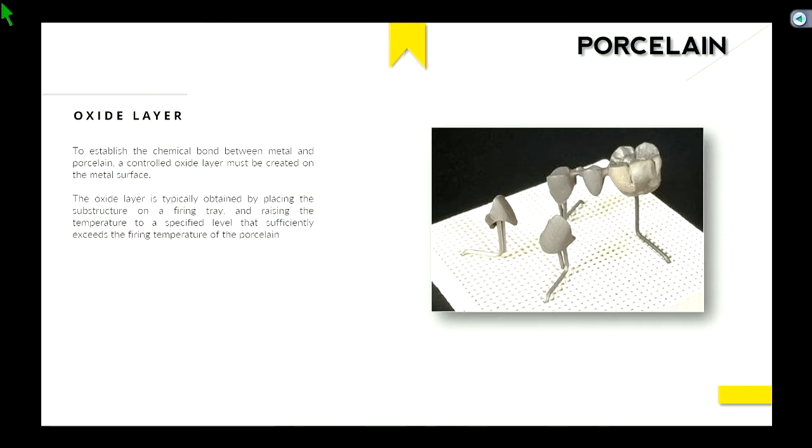And it's important to have a controlled oxide layer, meaning you don't want it too thin, you don't want it too thick. Too thin means that the porcelain doesn't have enough thickness to bind to. Did I say that right? If it's too thin, it doesn't have enough. If it's too thick, then that bond may be weak. Okay. So once again, this oxide layer is formed by placing the substructure on the firing tray and then raising the temperature. Basically, you heat it up and it forms this oxide layer. Question?